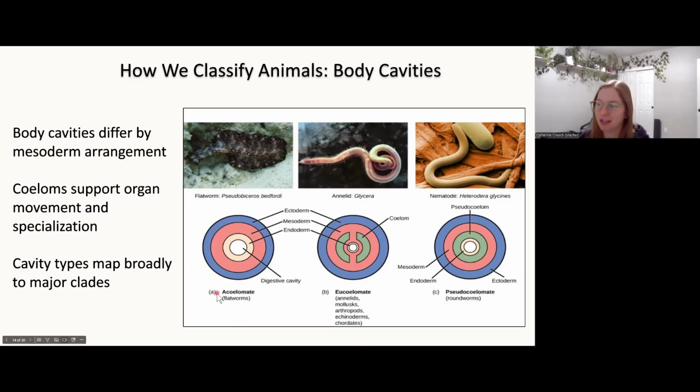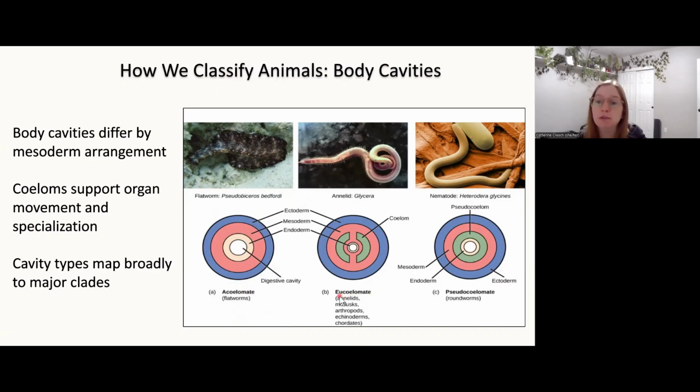So here we have an acoelomate. If we put A in front of it, it means they don't have it. So acoelomates, they don't have an interior body cavity. Instead, they have their ectoderm, they have their mesoderm, and they have their endoderm. Then they have a little hole which they run their digestive foods through. For example, here we have a really pretty flatworm. This is an acoelomate.